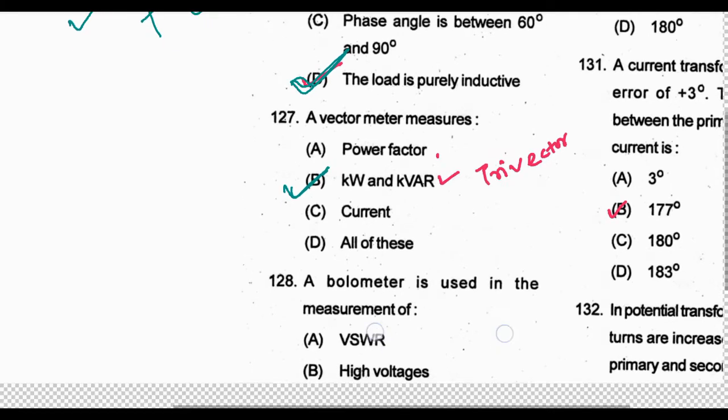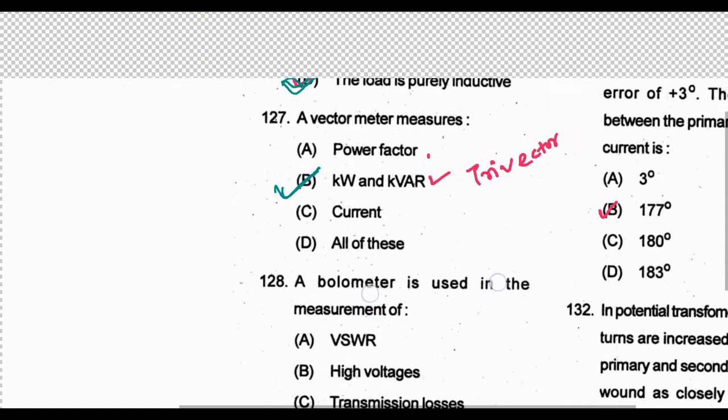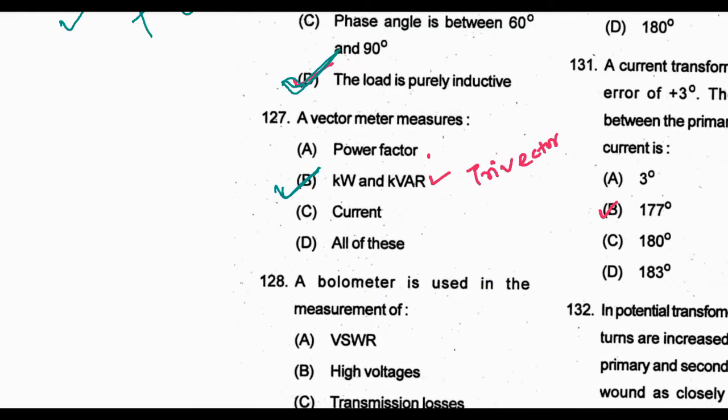Actually, a vector meter measures directly kilowatt, kilovolt ampere and kilovolt ampere reactive. Then from that we can calculate the power factor also. So what is it actually measuring? The powers.